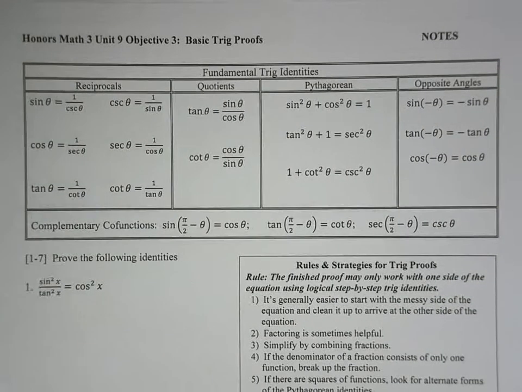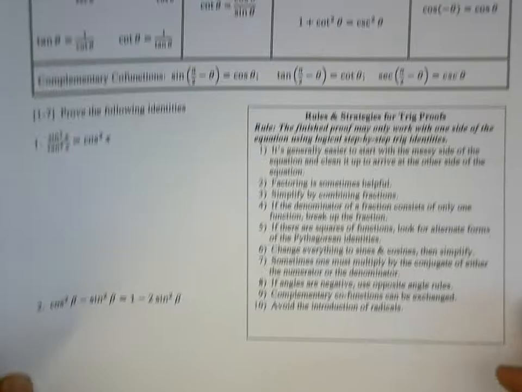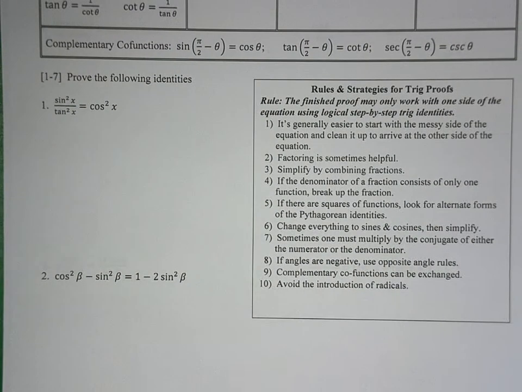Which brings us to our proofs. Okay, so before we get into proofs, let's go ahead and talk about some rules and strategies for trig proofs. First rule, and it is bolded and italicized to make sure that we keep this in mind. A finished proof may only work with one side of the equation using logical, step-by-step trig identities.